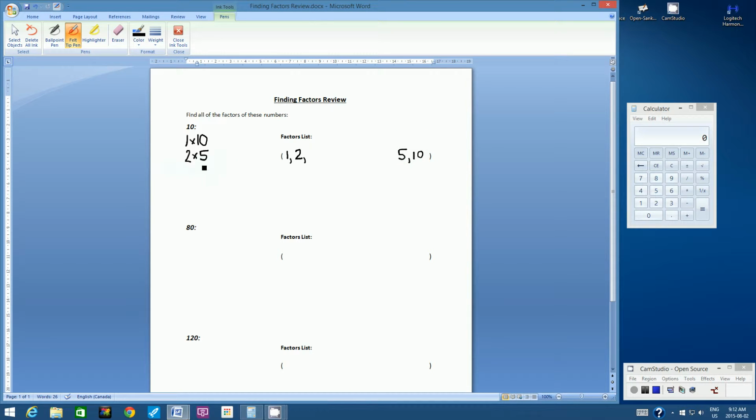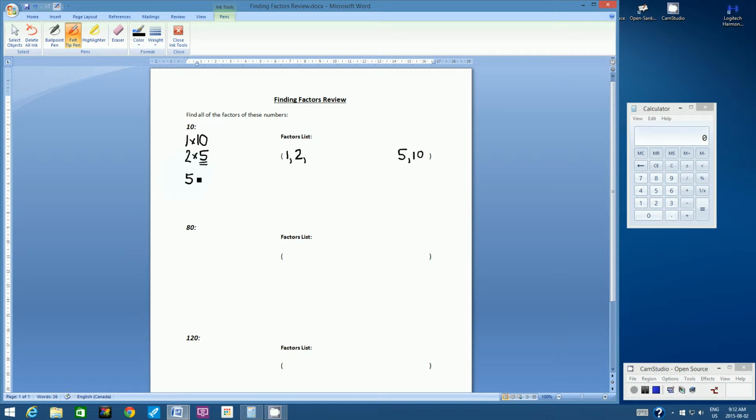Okay, now does 3 go into 10? No, because remember the divisibility rule for 3 is if we add up all the digits, 1 plus 0 is 1, is that sum divisible by 3? And 1 is not divisible by 3. Does 4 go into 10? No. Does 5 go into 10? Yes, but we've already taken care of 5 over here. Okay, so we don't need to write the reverse, 5 times 2.